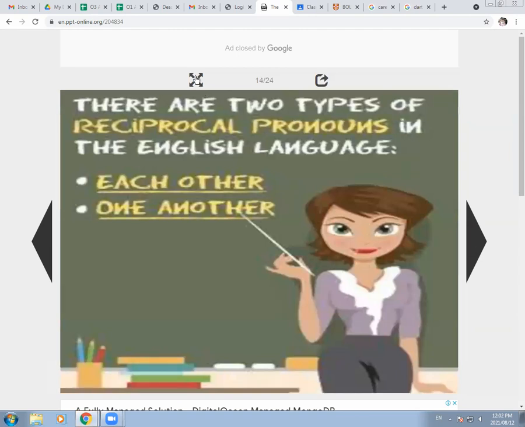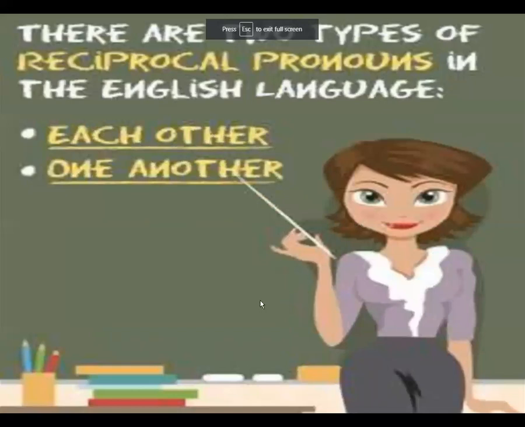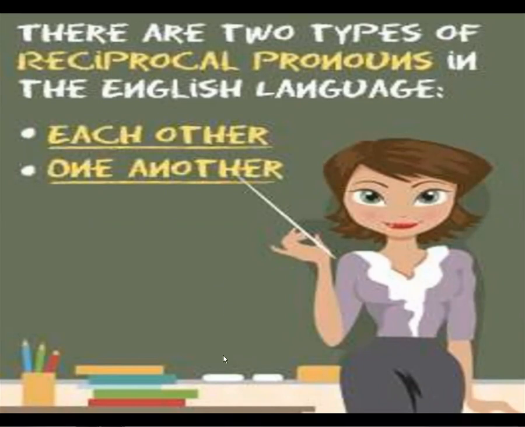Now see here, there are two types of reciprocal pronouns in the English language, each other and one another. The second one is one another. Can anybody use one another in a sentence? Each other, one another. The boys spent the afternoon kicking the ball to one another, Zubia is saying. Very good. So these are the two reciprocal pronouns that we use. Each other, one another. I am waiting for your sentences in the chat box. So keep on writing. One another.